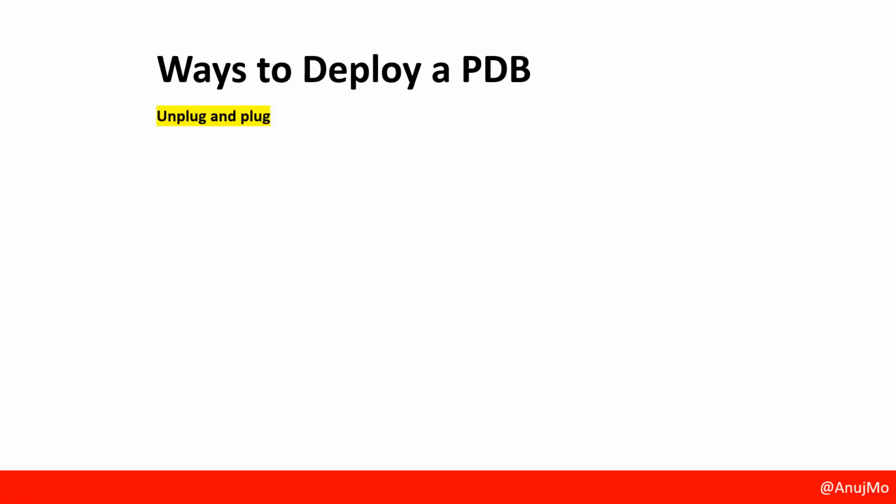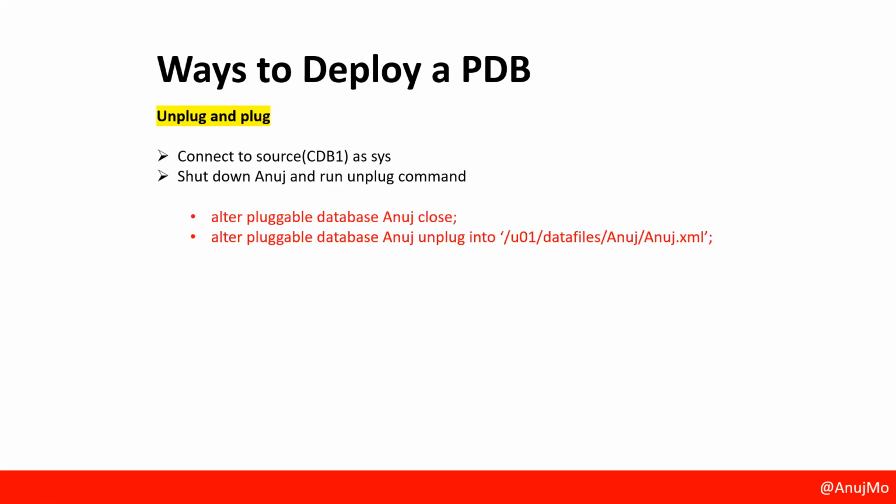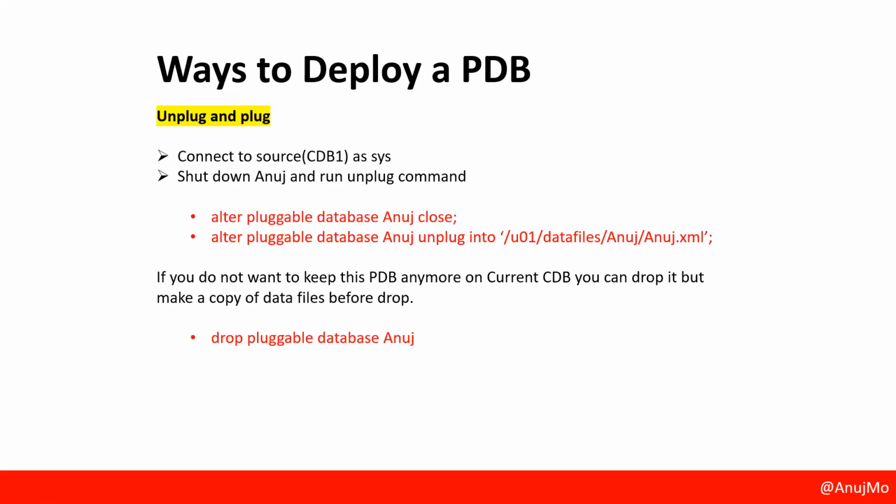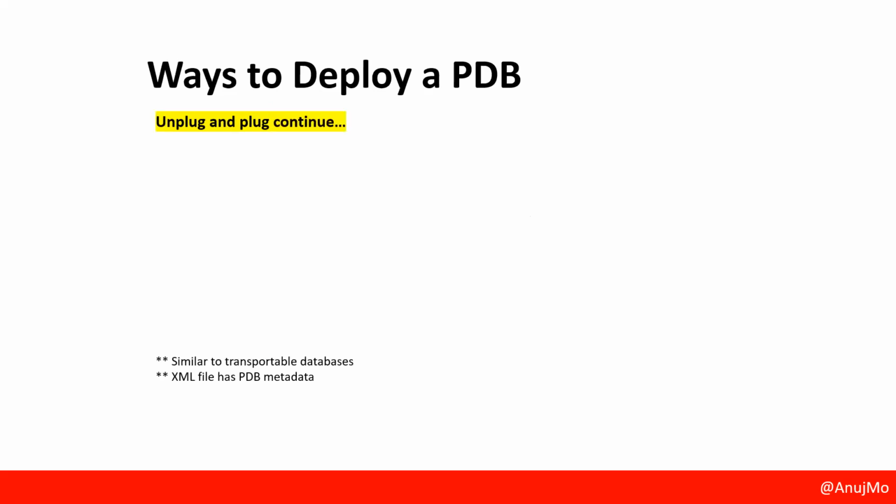There are ways. And as I said, it offers an unplug and plug capability. So I'll show you quickly here. You connect to the source CDB, shut down the source database, alter pluggable database close, and then you can unplug it. What unplug essentially does is capture all the information in an XML file. And then if you do not need this at the source, you can drop it. If you do, you can keep it here.